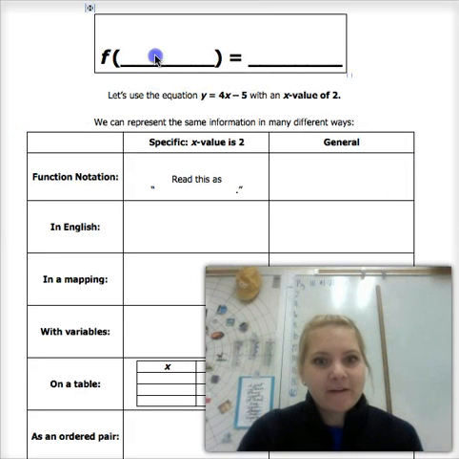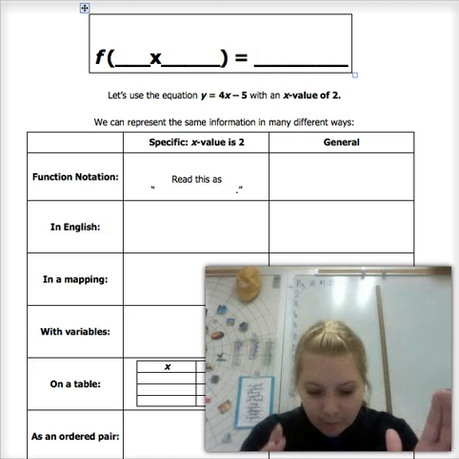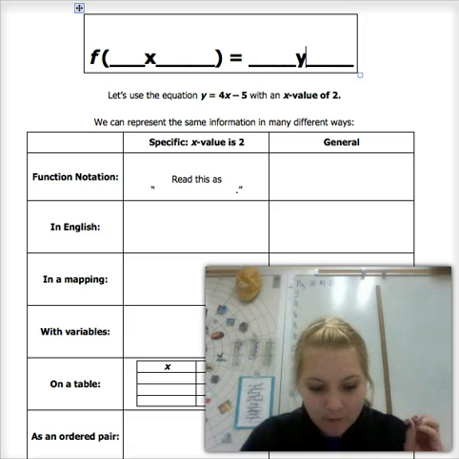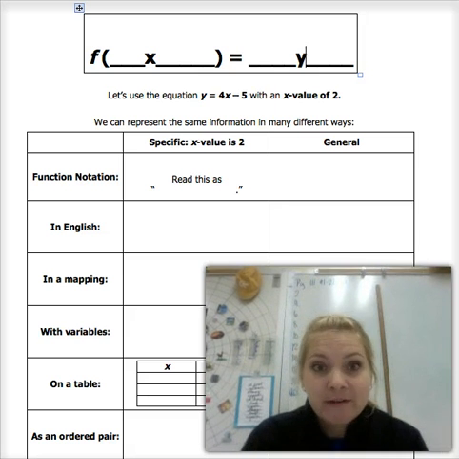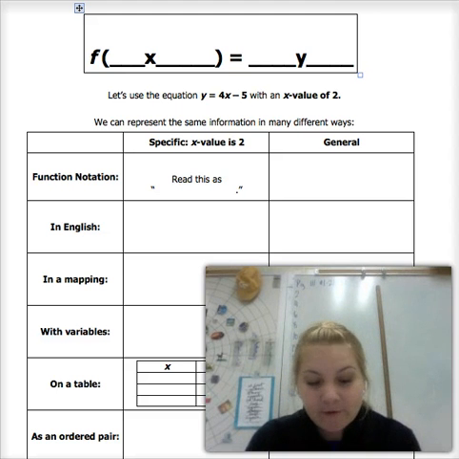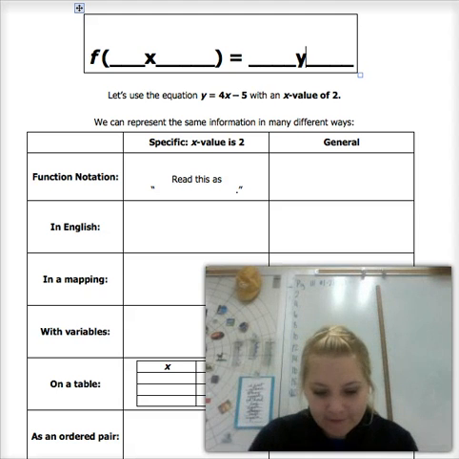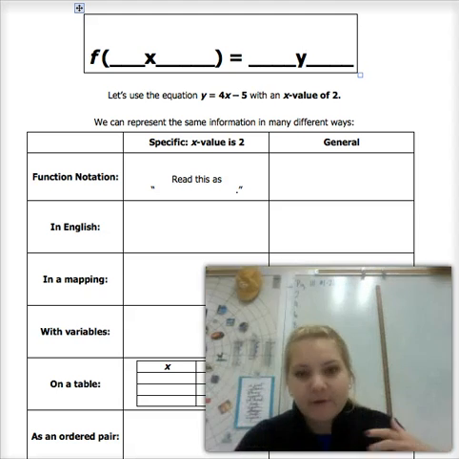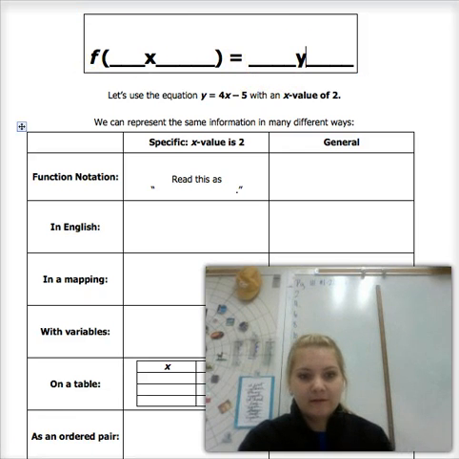All right, now we're going to take a look at function notation. So first thing in that first blank, we're going to put f, and then in parentheses we'll put x, and then it's going to equal y. Now that first part, that x value, that's our input. That's going to be our independent variable, and it's inside the parentheses. So it's input, independent variable, inside the parentheses. Our y values are output. That's our dependent variable. So it's outside the parentheses.